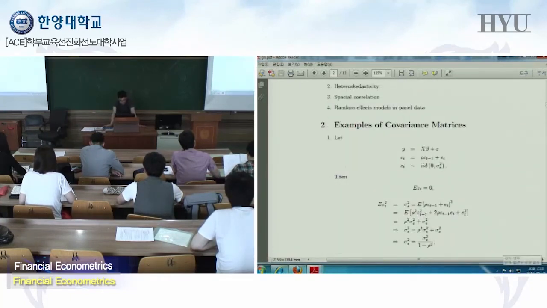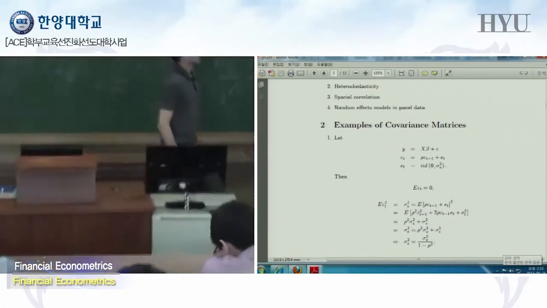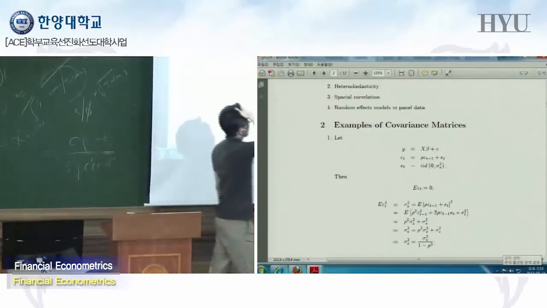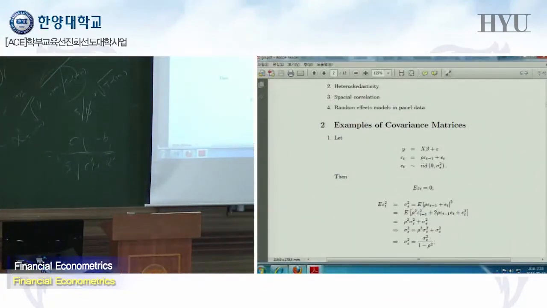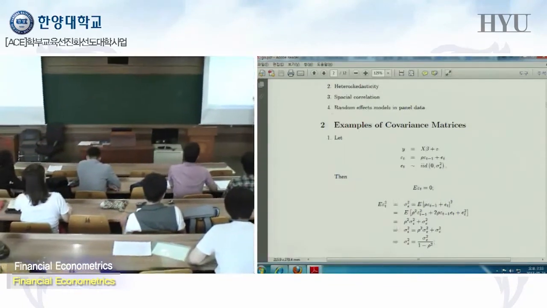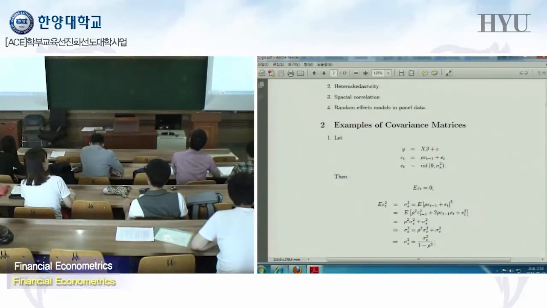Now let's go to the next example. Suppose y is X beta plus epsilon. This looks the same as our previous linear model, but we have additional complications. Now there is some relation between the error terms. So suppose epsilon t is rho epsilon t minus 1 plus e t. And now suppose e t is IID with mean 0 and variance sigma e squared. Now our error term is more complicated, right?